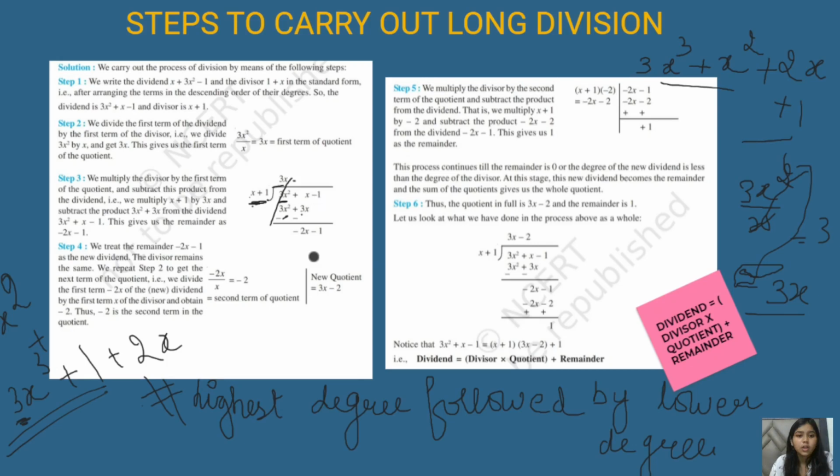So this will be your remainder, and this will be your quotient for this term. So minus 2x minus 1 will be treated as the remainder, and it will be a new dividend, and you will just have to divide it.